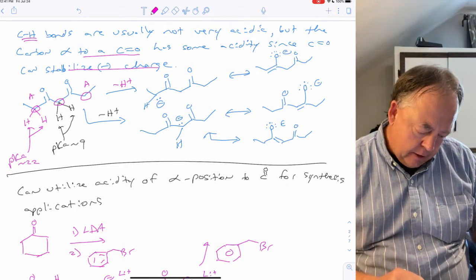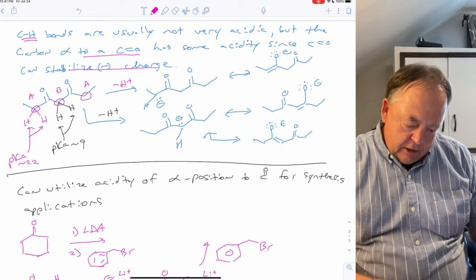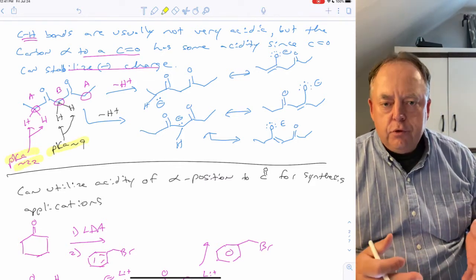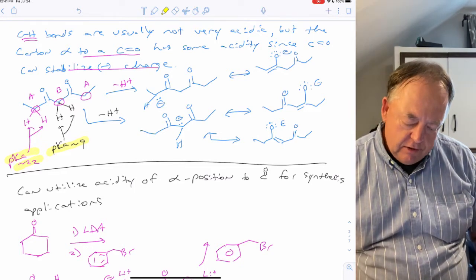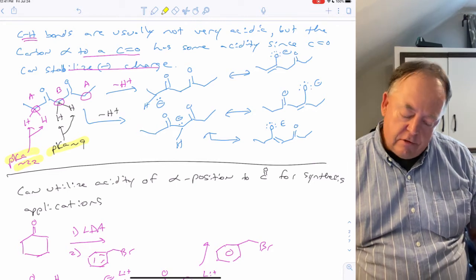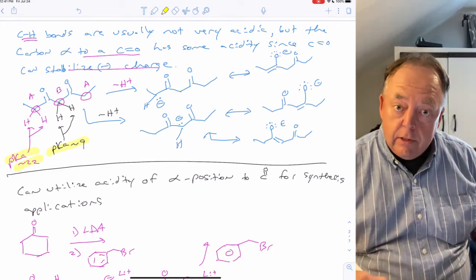So as you can see, the pKa values, which one is more acidic? Well, the one between the two carbon-oxygen double bonds is more acidic. So pKa 9 is pretty acidic, and that's more acidic than water is. So why is the one in the middle more acidic?